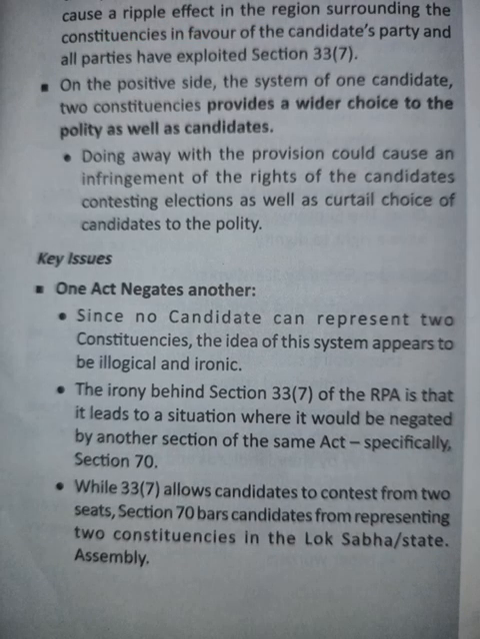Key issues: one act negates another. Since no candidate can represent 2 constituencies, the idea of this system appears to be illogical and ironic. The irony behind section 33(7) of the RPA is that it is negated by another section of the same act, specifically section 70. While 33(7) allows a candidate to contest from 2 seats, section 70 bars candidates from representing 2 constituencies in the Lok Sabha or State Assembly.